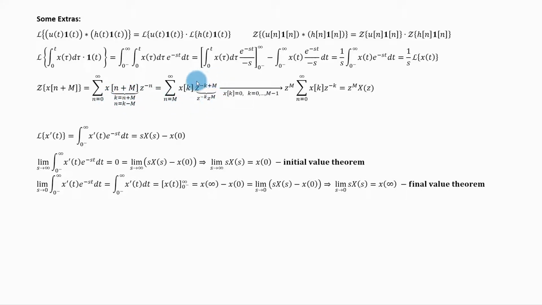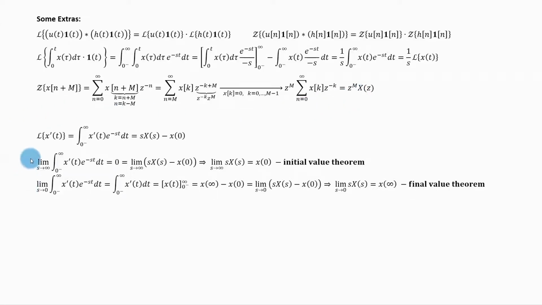Here I can split this expression into these two expressions, and I can take this z to the power of m in front of the sum. Now, if I assume that my signal is 0 for the first m samples, then I can rewrite this expression like this, where this is just a Z transform of an unshifted signal. So, if the first m samples of my signal are 0, then this positive time shift will cause multiplication by z to the power of positive m in the z domain.